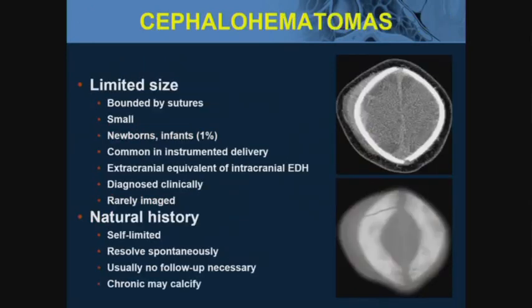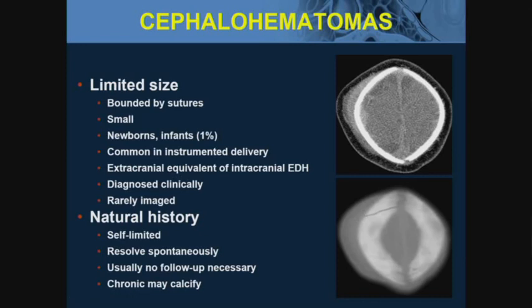So let's first look at our cephalohematoma. These are going to be limited by size. Remember, they're bounded by sutures. They're typically going to cover a single bone. And as we see in this particular case, here is a typical cephalohematoma from a traumatic forceps delivery. That's a common way they happen. Here you can see a skull fracture underneath. And this is a typical cephalohematoma.